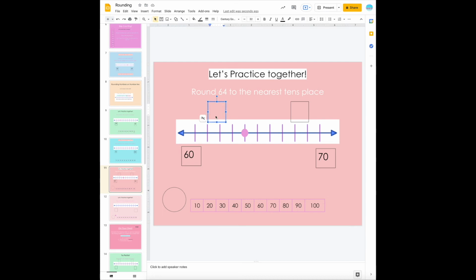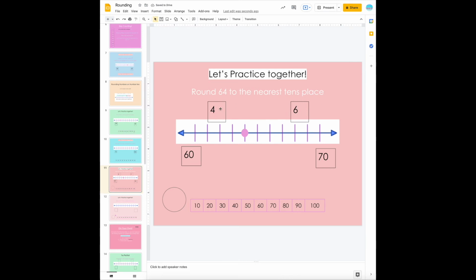So I know it took 4 jumps to jump down, and I'm going to see how many jumps I need to go up to 70. So here we go. Count with me. Ready, ready, go. 1, 2, 3, 4, 5, 6. So I know it takes 6 jumps.